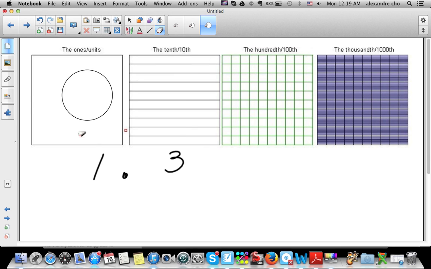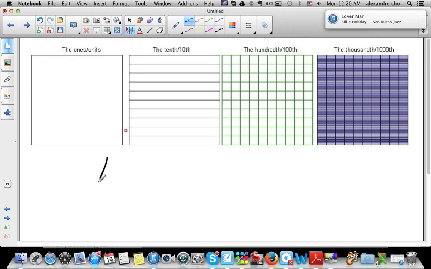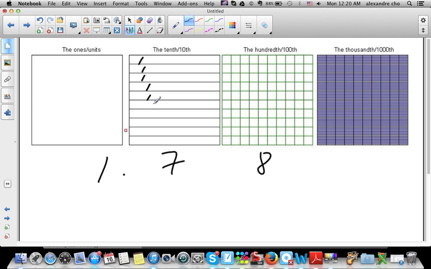Okay. So again, let's use another example with money and make it, I don't know, $1.78. Took $1, which is one full square, and 7 pieces: 1, 2, 3, 4, 5, 6, 7. Okay, 7 pieces.